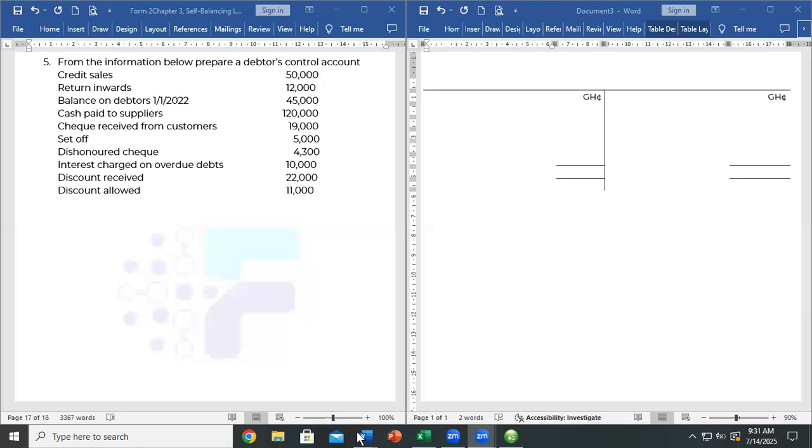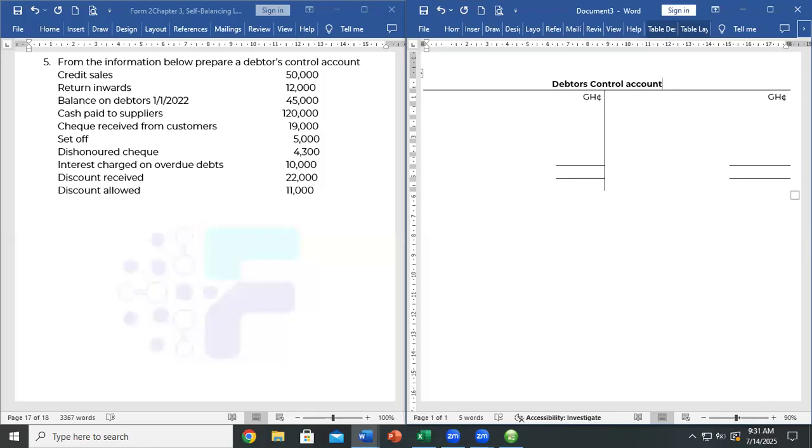Okay, thank you very much, Prof. Ashley. So, professors, this is a simple illustration. It's only asking us to prepare the debtors control account, which we also know as the sales ledger control account. Okay, so this is our solution. Let's put in debtors control account. So you have to set the basis, right?